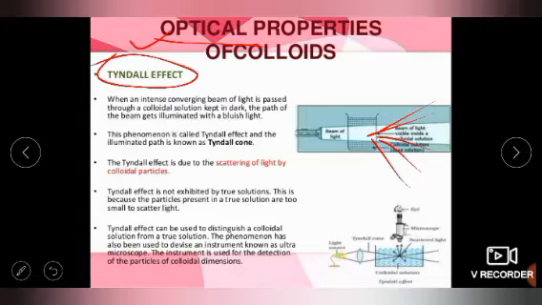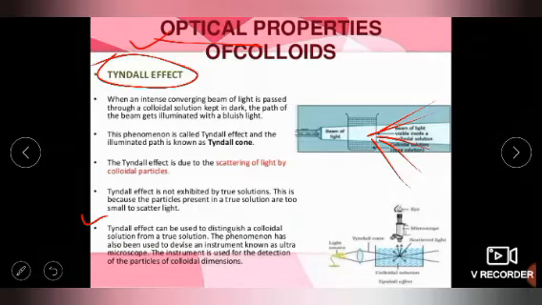This is because the particles present in a true solution are too small to scatter light. It is not visible in a true solution, but it is visible in colloidal particles. The Tyndall effect can be used to distinguish a colloidal solution from a true solution. The phenomenon has also been used to devise an instrument known as the ultramicroscope. The instrument is used for the detection of particles of colloidal dimension.